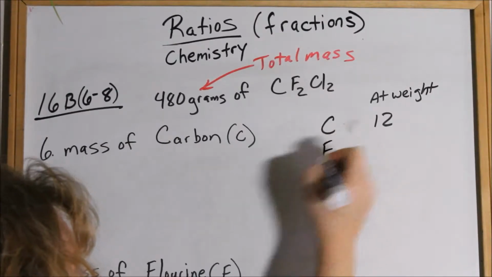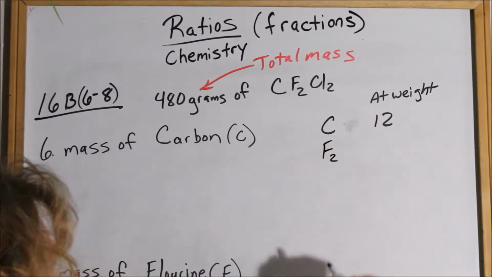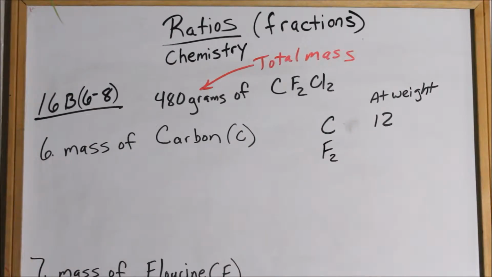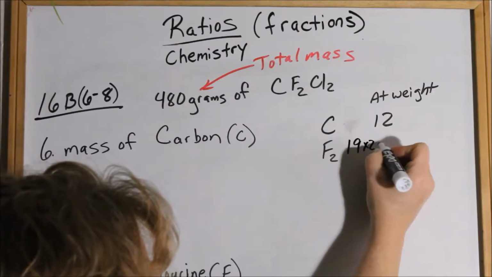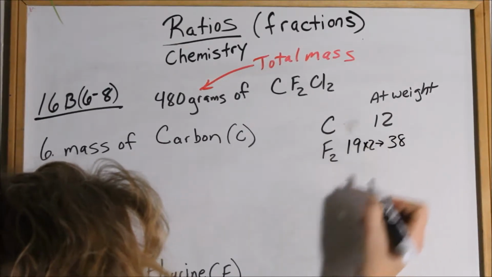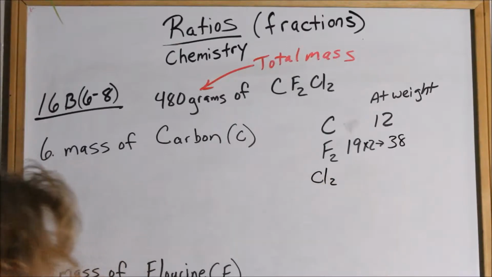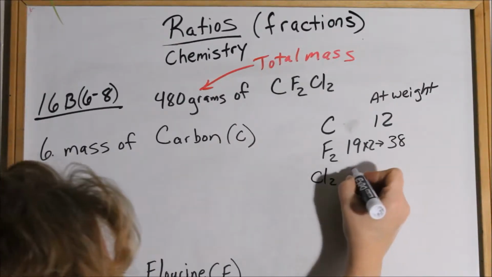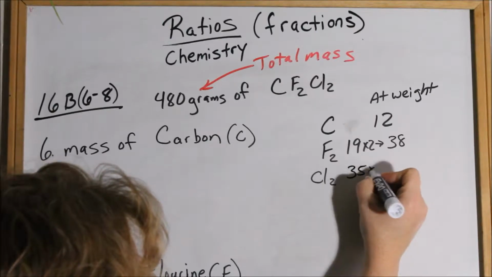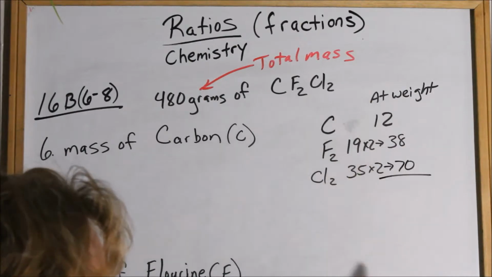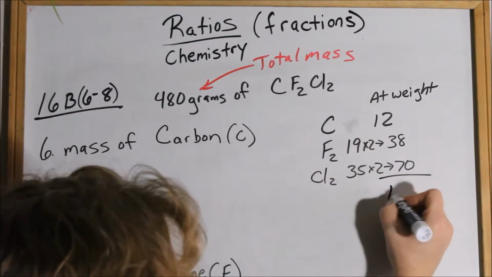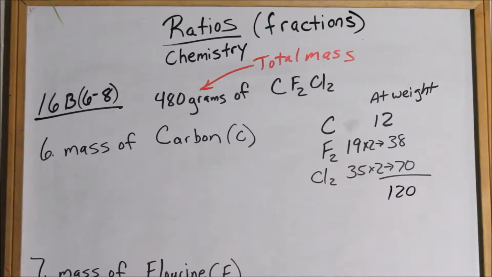Okay, our next element we had was 2 atoms of fluorine. And if you look at the atomic weight table, fluorine is 19. Multiply that by 2, and that would be 38. And then we have chlorine, and we have 2 atoms of that. So if you look at the atomic weight table, chlorine is 35 times 2 atoms, and that would be 70. So we're going to add up each of these weights, and that would be a total of 120.